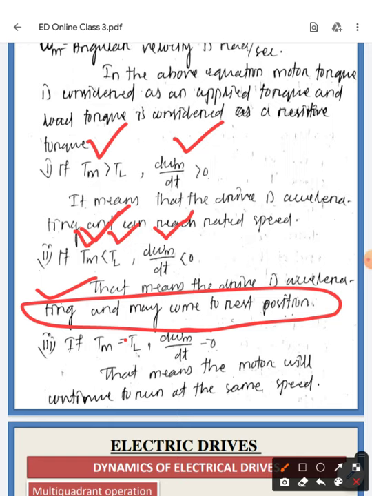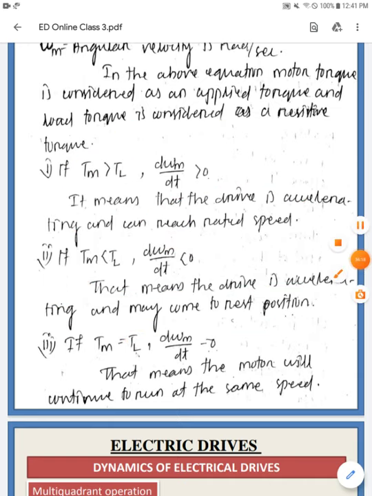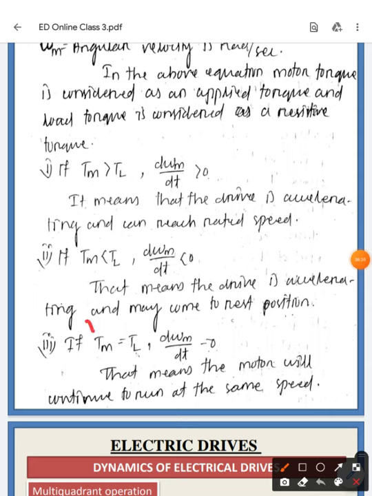But in case of the first one, as the Tm value is higher than the TL, it will not come to the rest position and it will reach the rated value of the speed. So to drive any system, this Tm should be greater than your TL. In the third case, if Tm is equal to TL, then d omega m by dt is equal to 0. That means the motor will continue to run at the same speed.